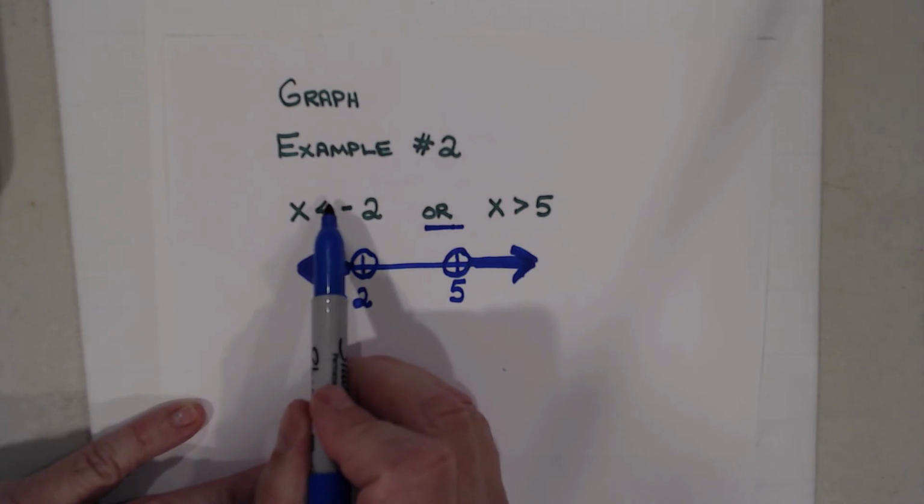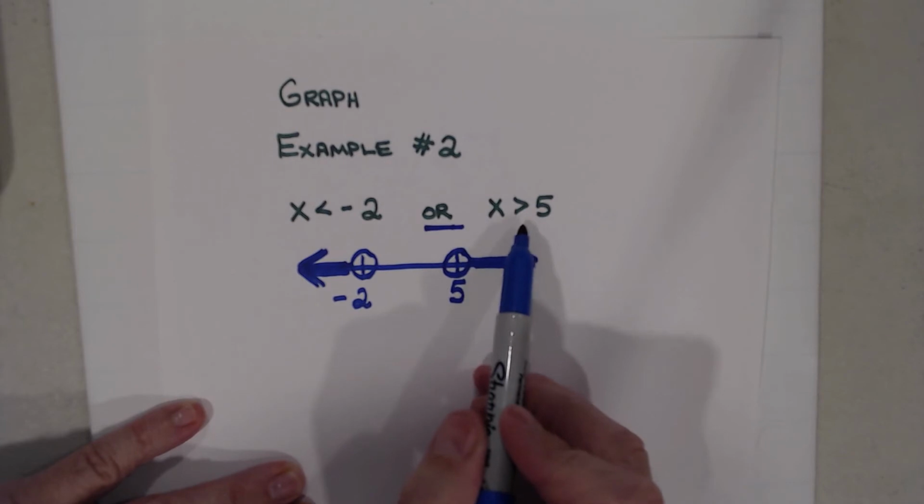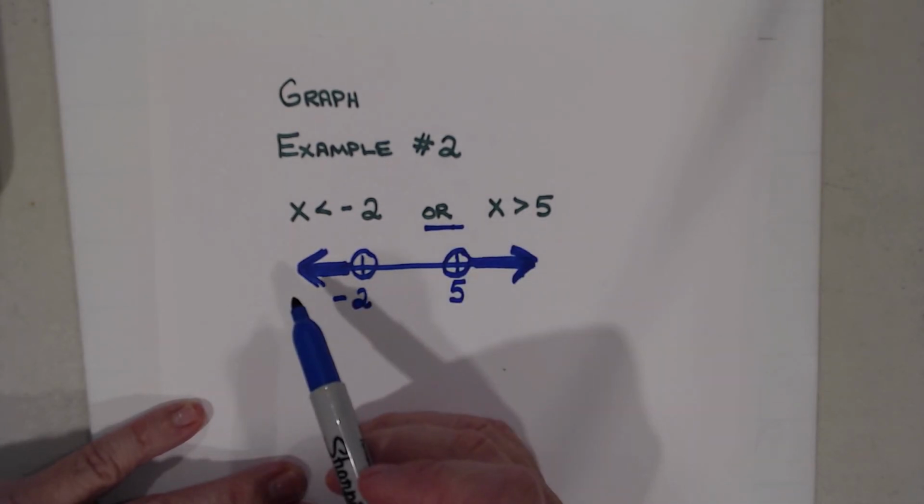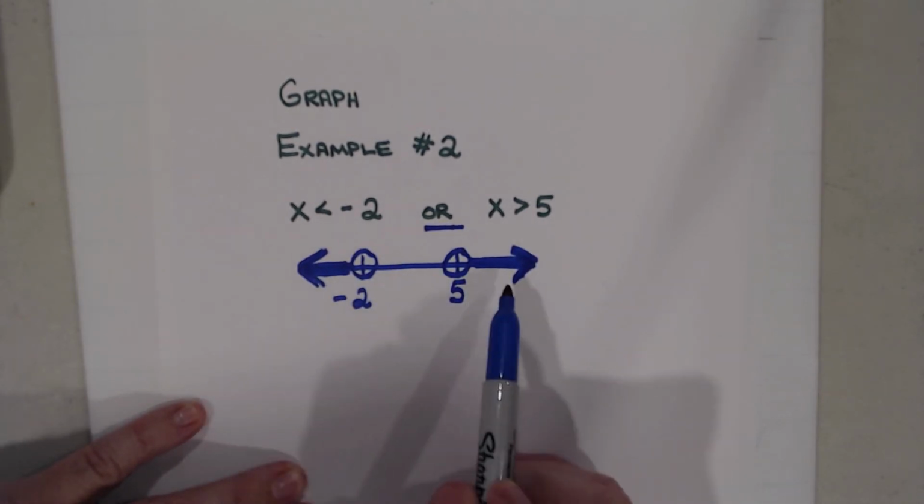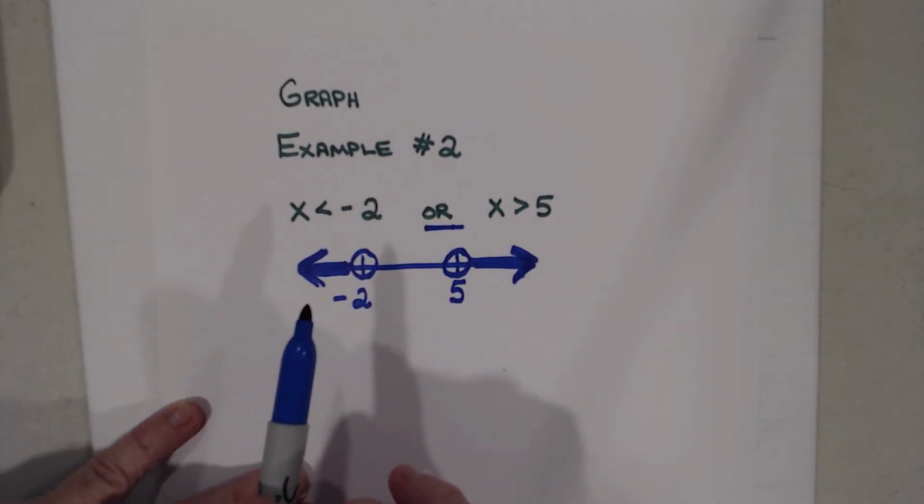Is 6 less than negative 2? Or is 6 greater than 5? Yes, 6 is greater than 5. So an AND problem, the number you pick has to work for both. An OR problem, it only has to work for one of them.